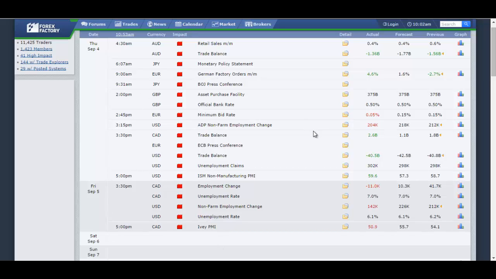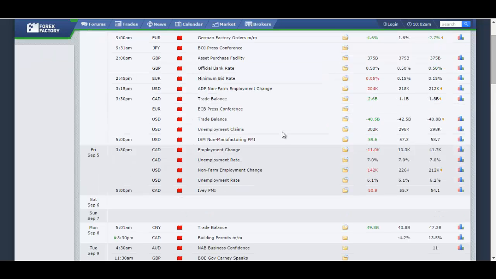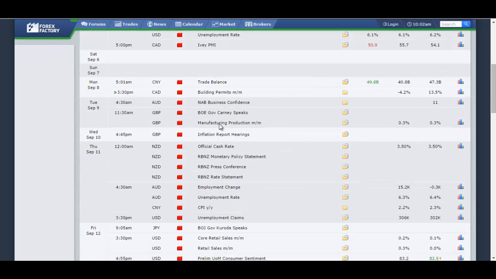Moving forward for today, we have already trade balance coming from the Chinese yen, positive $50 billion in trade balance surplus. Quite a number there, so keep in mind the Chinese are doing very well in terms of overall output for exports. So we have quite a number of announcements coming up this week. I highlighted them here for you.